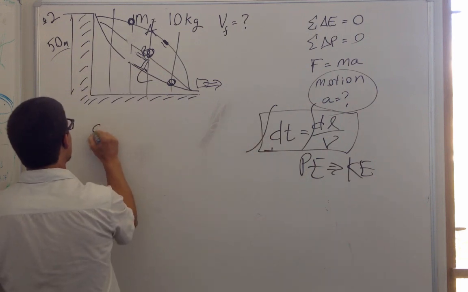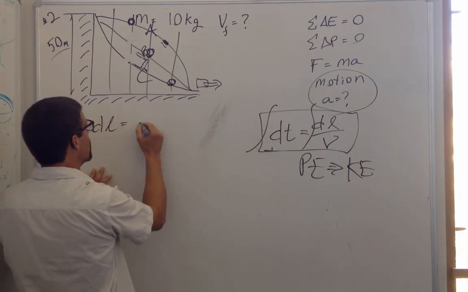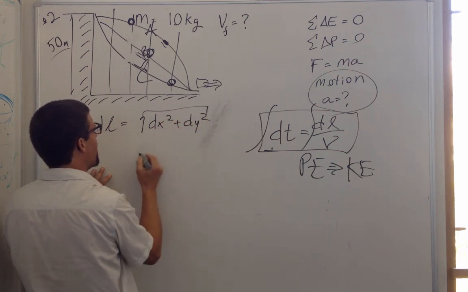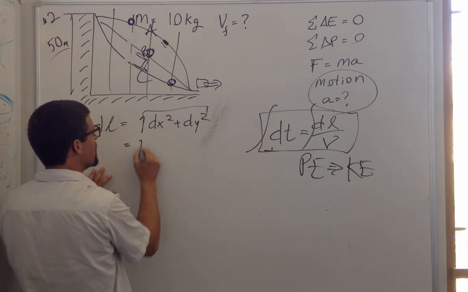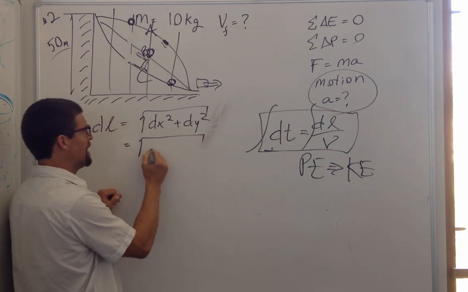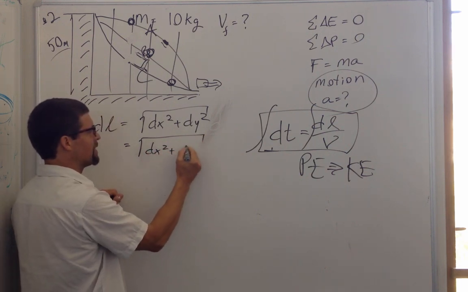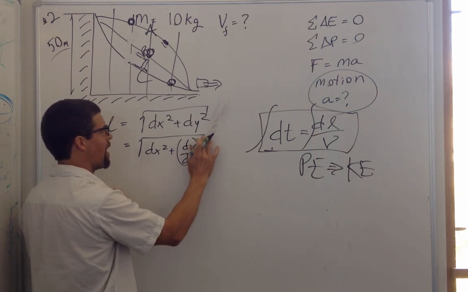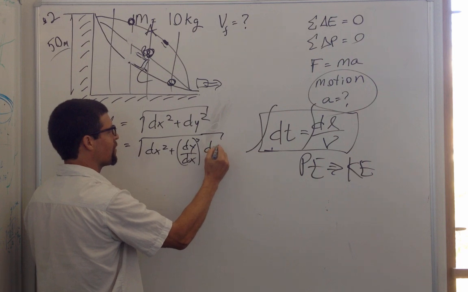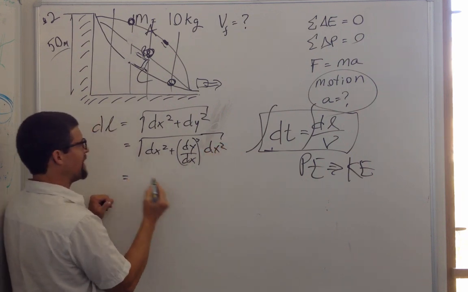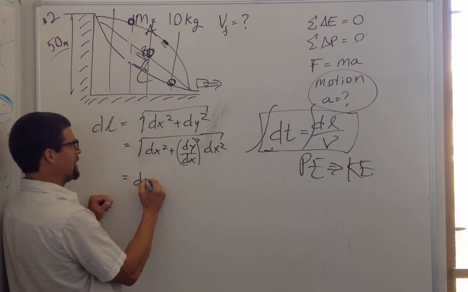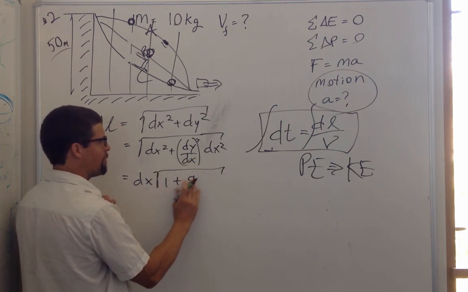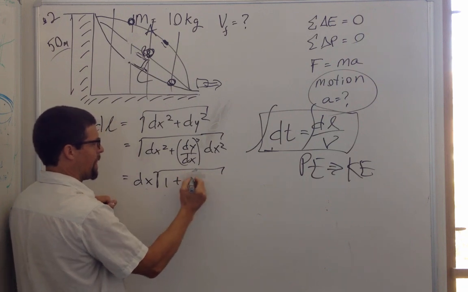So we know that dl is equal to the square root of dx squared plus dy squared. And that is equal to the square root of dx squared plus (dy/dx)^2 dx squared. I can pull out the dx, and then what I have is dx times the square root of 1 plus y prime squared.